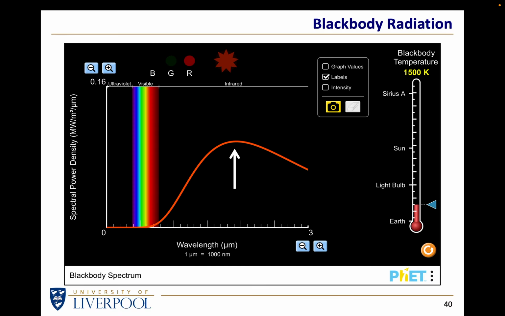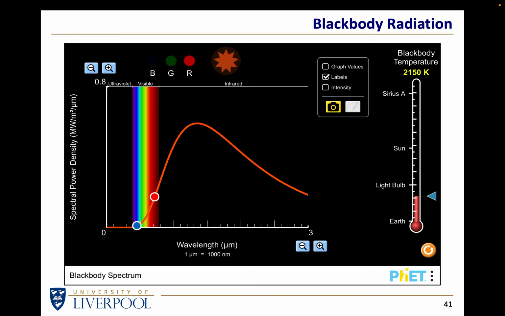Let's bump the temperature up a bit. So now we've gone up to 1500 Kelvin. Note what happens. Two things happen. The curve goes up, in other words, more light is emitted. The hotter the object, the more light is emitted. And the peak at which it's the maximum starts moving to the left, from long wavelength down to shorter wavelengths.